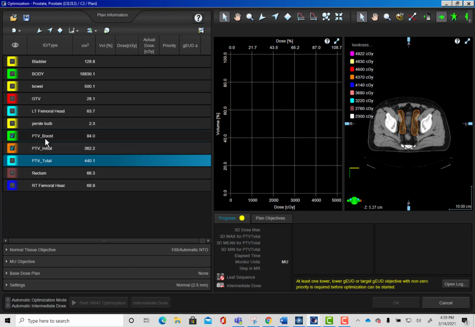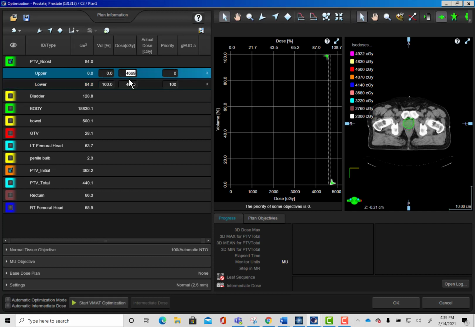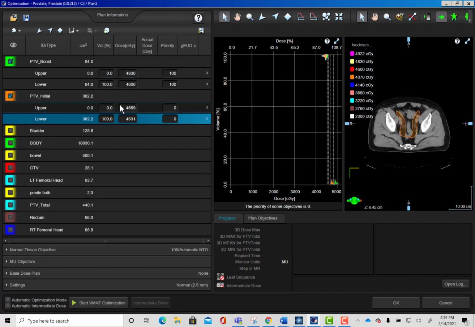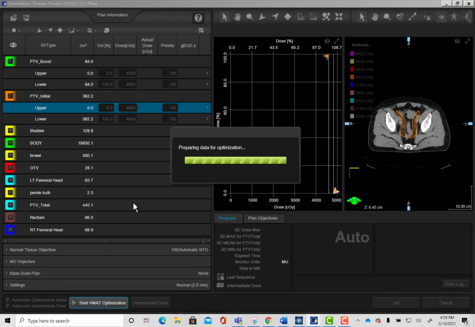Hopefully that makes sense. But for that reason, I always add constraints to all of my smaller PTVs that make up my PTV total. So I'm going to do my typical lower 100% to 100%, upper 0% to 105%, and I'm going to leave my NTO at 100 and get started.